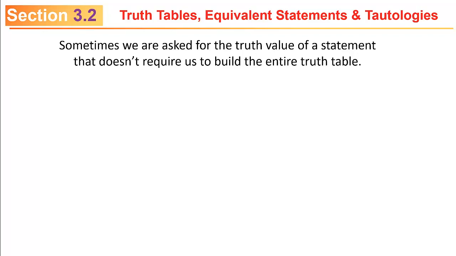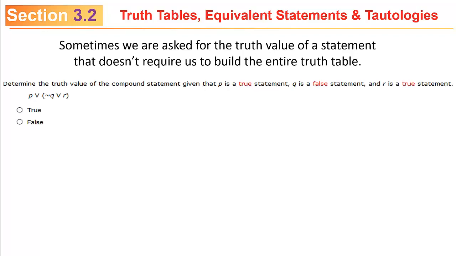Sometimes we're asked for the truth value of a statement that doesn't require us to build the entire truth table. For example, this problem simply says determine the truth value of the compound statement given that P is a true statement and Q is a false statement and R is a true statement. And the logical statement is P or, and then you've got in parentheses, not Q or R.